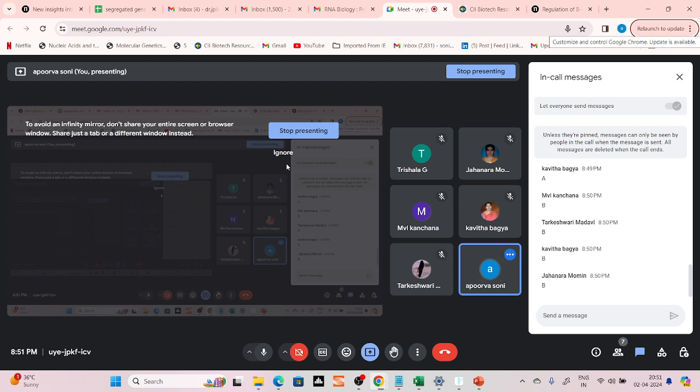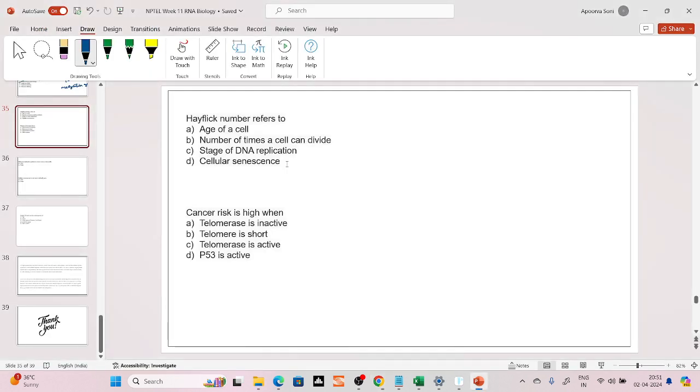Okay. So Kanchana, Madhvi, Bhagya, Kavita, and Janara, everybody has answered B. That means number of times a cell can divide, and it is correct. Next question is, cancer risk is high when telomerase is inactive, telomerase is short, telomerase is active, or P53 is active. Tell me the correct answer. Very easy question. When do you think the cancer risk is high?